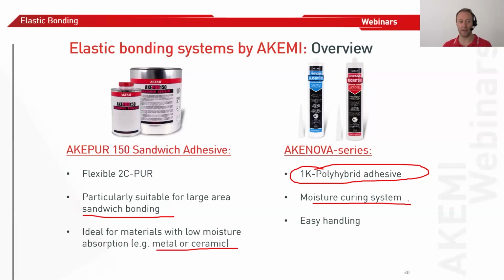So there's a lot of advantages for this application, but when you have large slabs of metal or ceramic, lightweight constructions, humidity cannot penetrate to all these areas for full surface bonding. So therefore you need a two-component product, and this would be our AKEPUR 150. If there are no questions, Otello, I will move on and explain the single products.